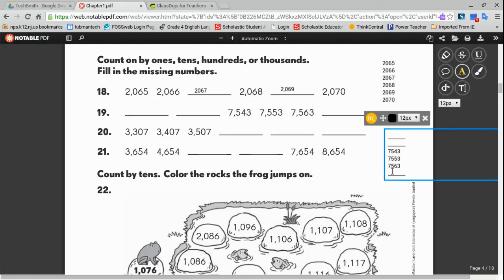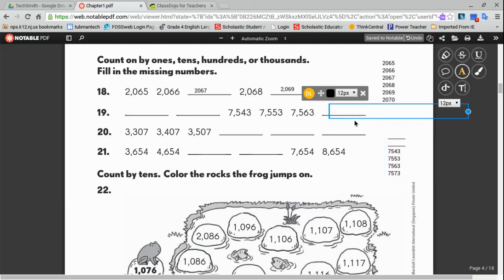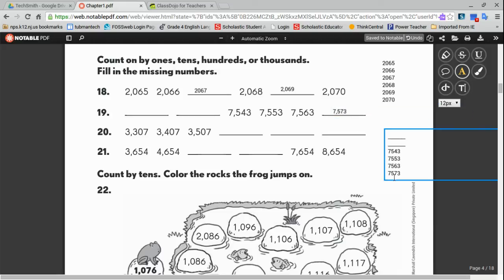So let's count on and fill this last one out because it's a lot easier to do. So over here I have 7,543, 7,553, 7,563. Now if I'm counting on by tens, after 63 should be 73. So I have 7,573. Now I want to fill in the ones beforehand. So before I do that, I want to write in my answer first, which is 7,573.